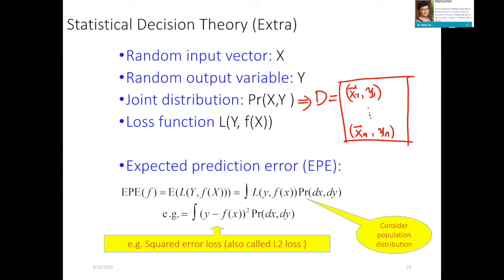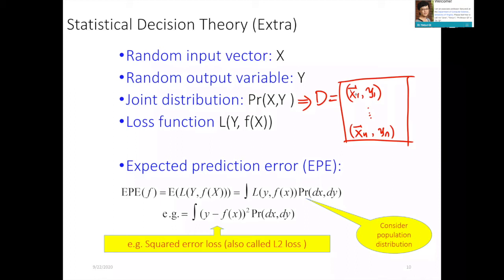So the whole idea is, I can't use training error as my goal. It shouldn't be my goal. Minimizing training error should not be my goal. Then what is my goal? My goal is generalization, right? So how do I define generalization error? One way to define generalization error or future error is by this, called expected prediction error.